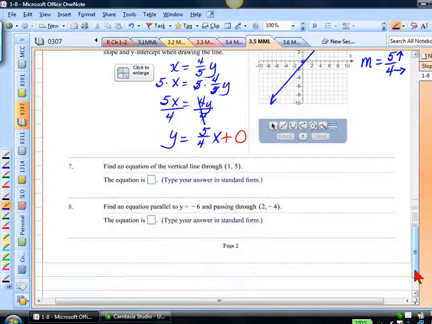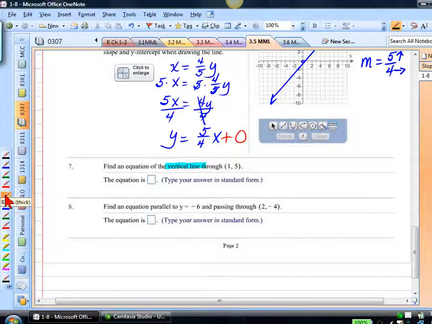All right, the last couple of questions at first look like, oh my goodness, what's going on with these? But they are not going to be difficult at all. Everything we've done so far in writing the equation of a line, I gave you the slope and I gave you the y-intercept, but that's not what I'm giving you on these two. Number 7, find an equation of a vertical line through the point 1, 5.